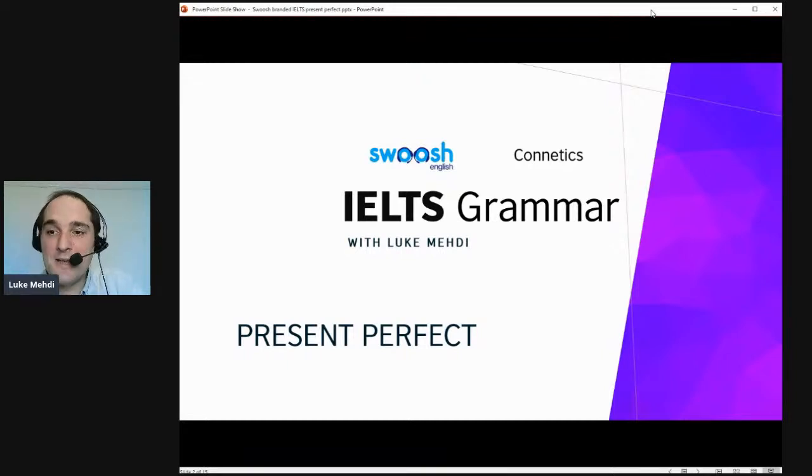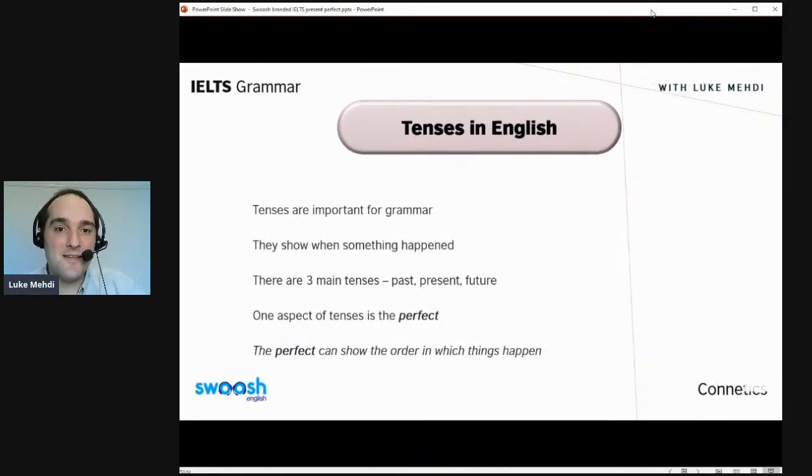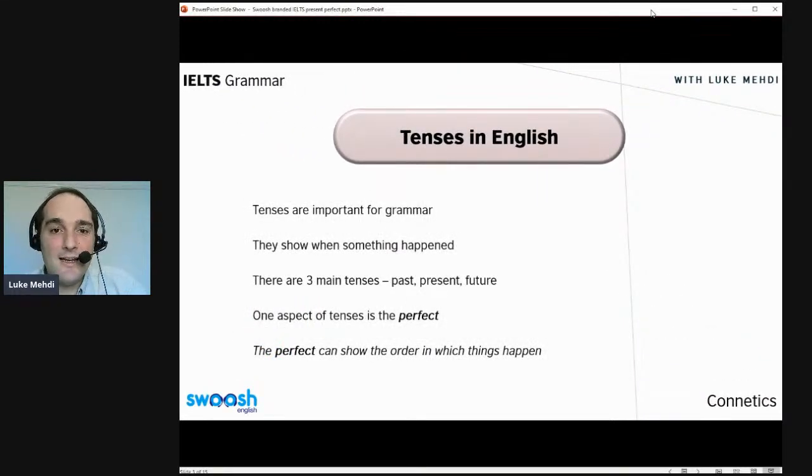So today we're going to be looking at IELTS grammar, and particularly we will be looking at the present perfect. So let's get started. In English, tenses are really important for your grammar. You need to make sure that you're using the correct tense in your IELTS test. So if you're talking about something that happened before, you would use the past tense. If you're talking about something that you expect to happen in the future, of course, you would use the future tense.